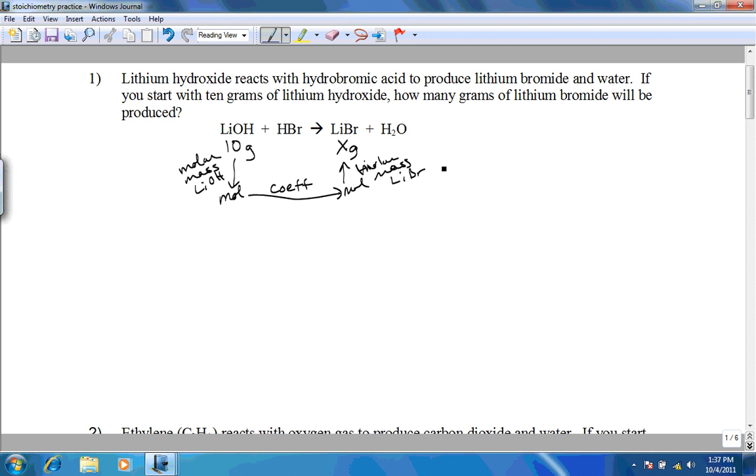So, before we get started, let's get all our conversion factors straight. Molar mass of lithium hydroxide. We have lithium, oxygen, and hydrogen. Lithium is 6.941, oxygen is 16.00, and hydrogen is 1.01. We're going to multiply each of them by 1, because if we look at our equation, we don't have any subscripts, we don't have any little numbers, which means that they're all 1.